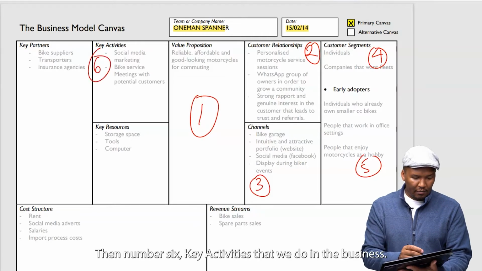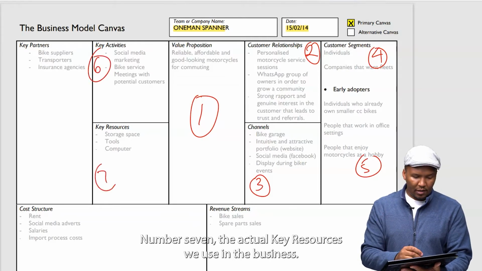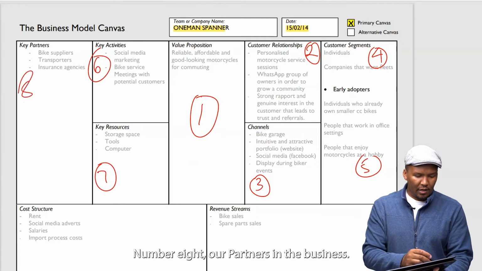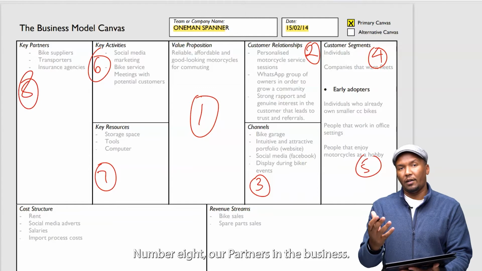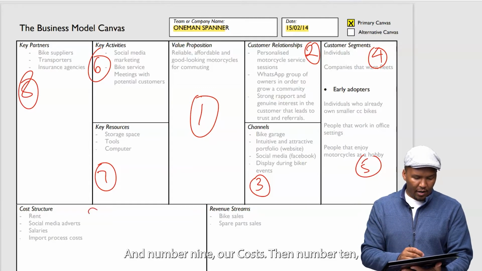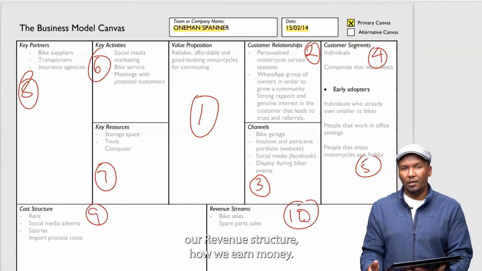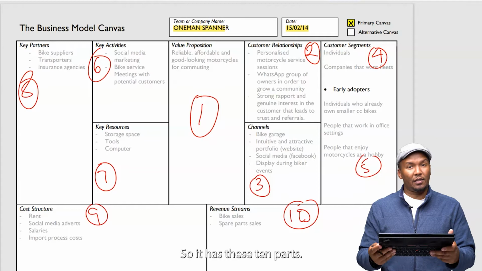Then number 6, key activities that we do in the business. Number 7, the actual key resources we use in the business. Number 8, our partners in the business. And number 9, our costs. And number 10, our revenue structure, how we earn money in the business. So it has these 10 parts.